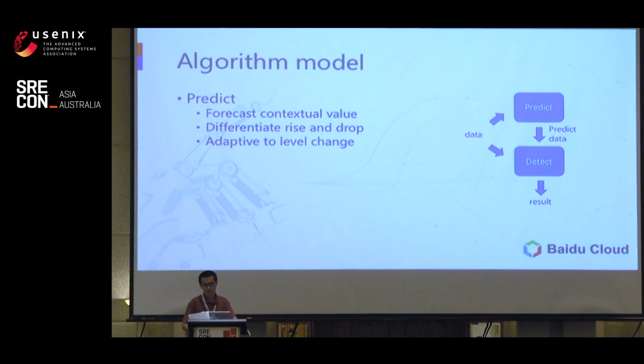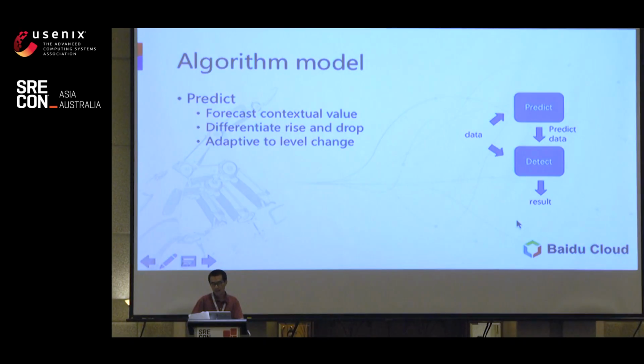Our algorithm is composed of 2 steps, the predict step and the detect step. In the predict step, the algorithm forecasts a PV number for the current time. By subtracting the predicted number from the observed number, we can get a residue. A positive residue means a PV rise, and a negative one means a PV drop. Of course, the forecast must be contextual and adaptive to the level change.